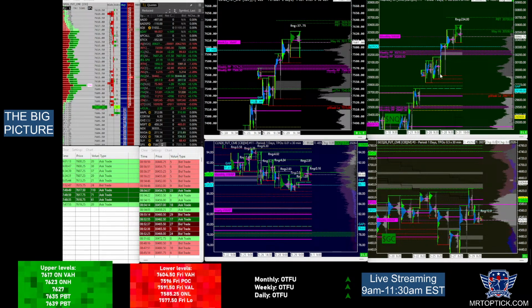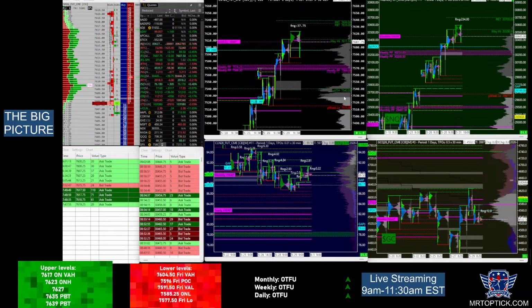Again, similar structure for NQ, except that the monthly pivot is way down here still. So the first area of support for that weekly pivot is here right at 30,200. If we lose that, then I'm looking for a move back to 30,000 to retest it. And then there's still a gap here at 29,749 that hasn't been filled.